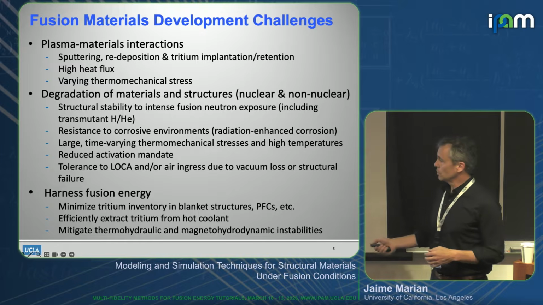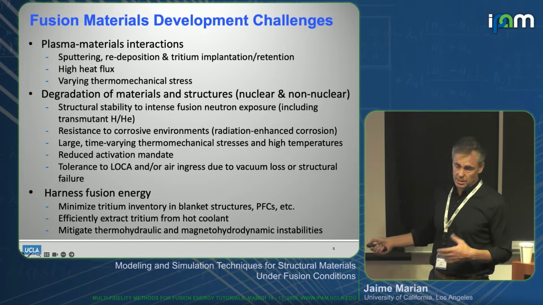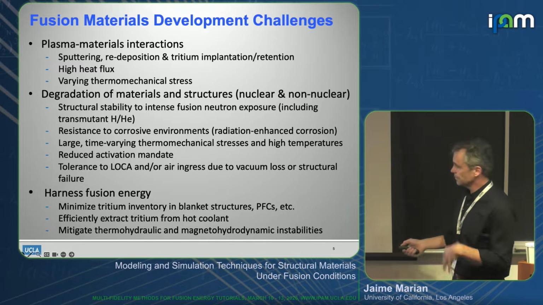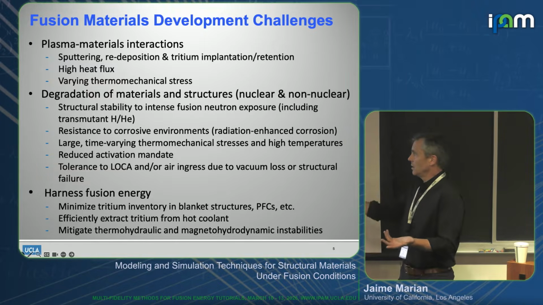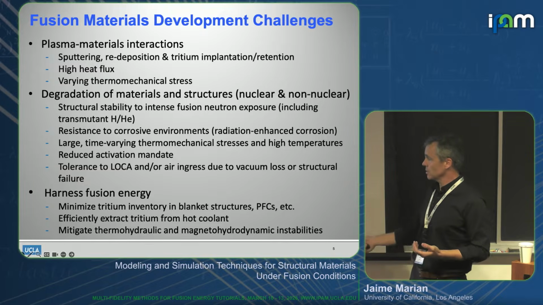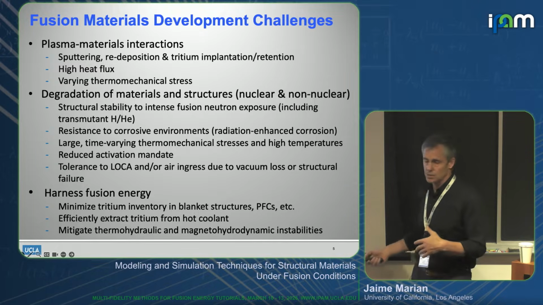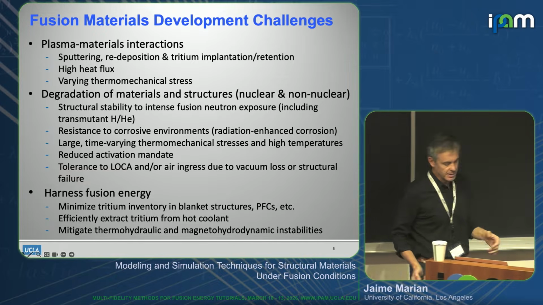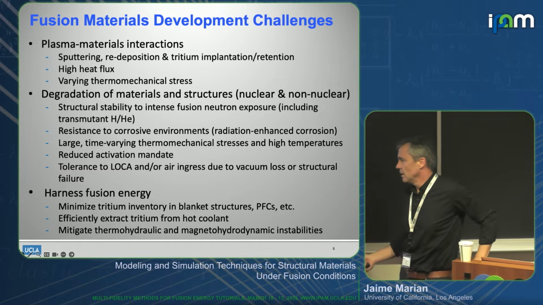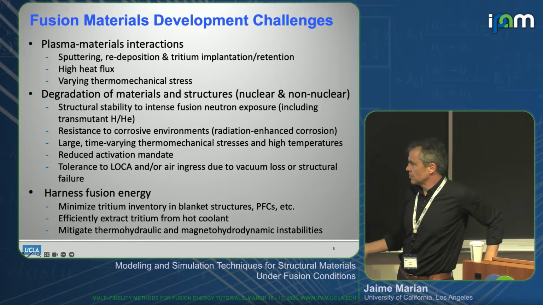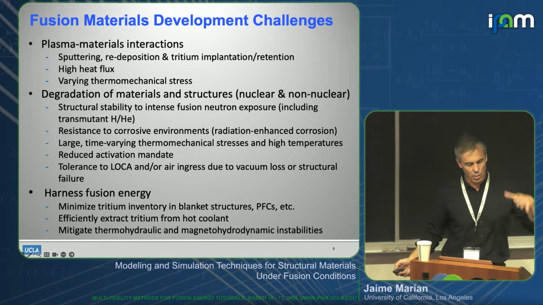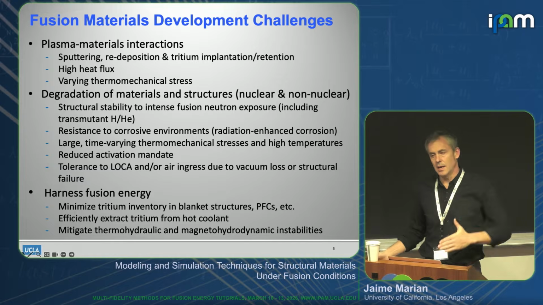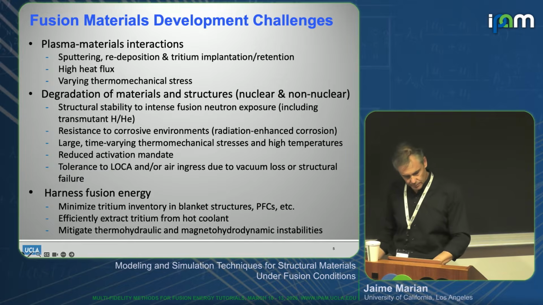They have to be able to be resistant to air and water corrosion in case of a loss of coolant accident, air ingress into the reaction chamber. And of course, all of this is going to happen under operation, but they need to be able to harness fusion energy, right? So not store a lot of tritium in there. We have to be able to extract the tritium from the hot coolant and then mitigate thermohydraulic and magnetohydrodynamic instabilities in the case of MFE or strong X-ray and debris discharges in IFE.